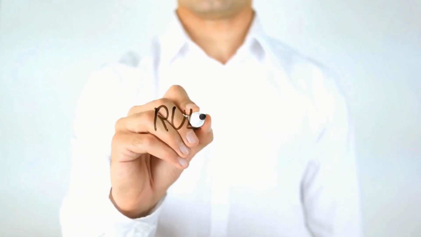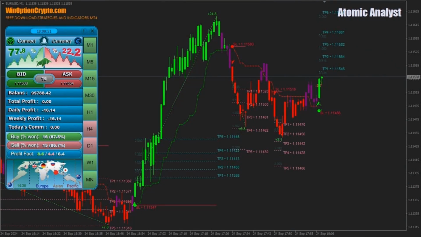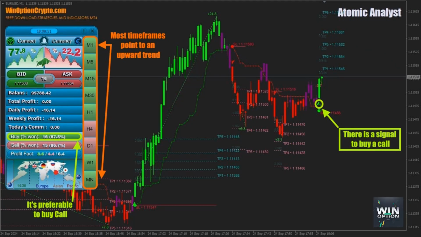Let's consider the rules of trading binary options using this indicator. It is best to use Atomic Analyst in the direction of the main trend. The market trend itself should be determined by the trend meter readings in combination with the statistics of profitable trades. For example, the screen shows that most time frames on the trend meter are colored green. This means that the market trend is ascending. At the same time, the percentage of profitable call option trades is higher than that of put option trades. This further confirms the ascending trend and indicates the preferred direction for trading.